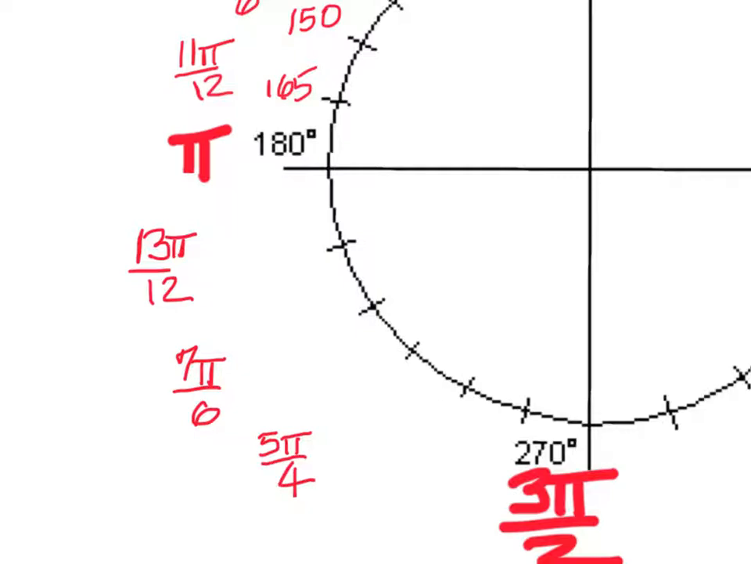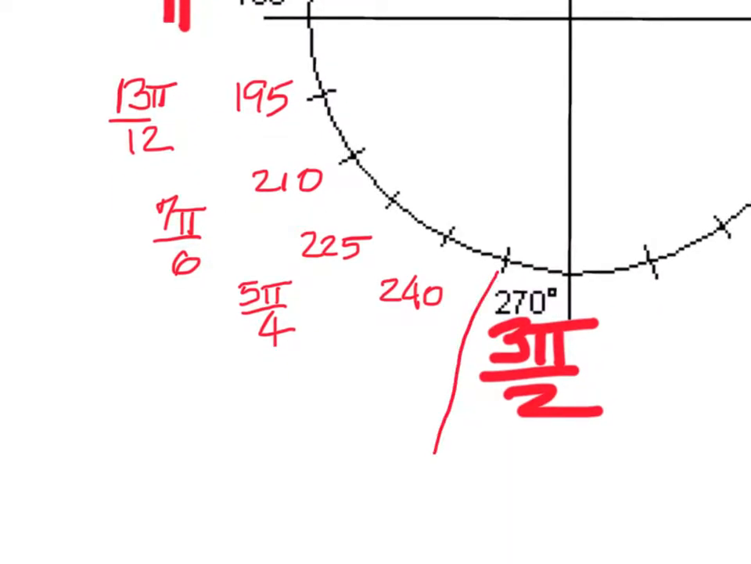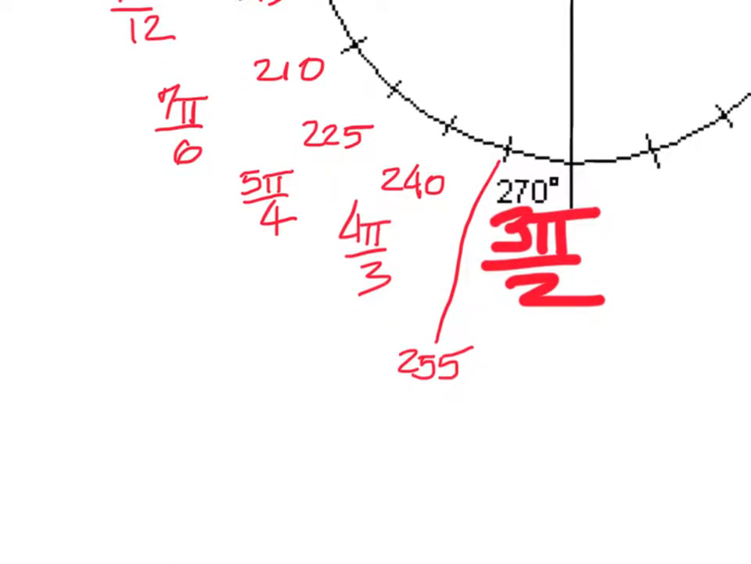Don't forget you're adding 15 degrees each time. So 195, 210, 225, 240, and this one right here, which is kind of squeezed out, is going to be 255. Alright, so we did 15 pi over 12. The next one is 16 pi over 12. What's that reduced? 4 pi over 3. And then the last one is 17 pi over 12. Can we reduce that? Nope.